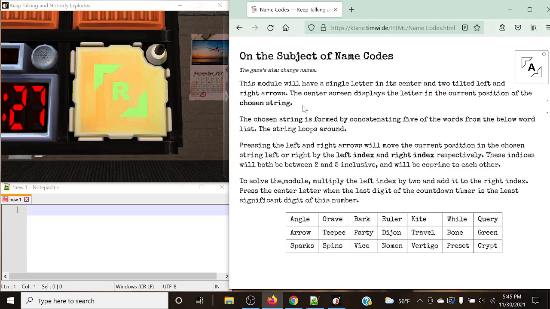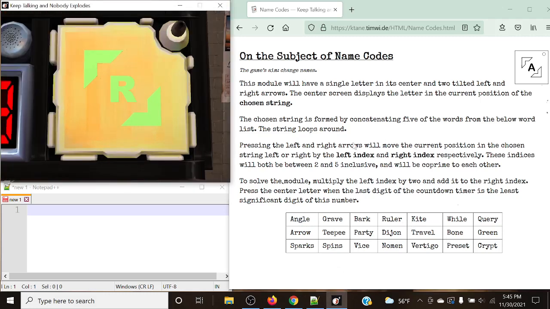There is going to be a chosen string with 5 different words from this word list here, such as angle, grave, bark, ruler, kite, while, query, so on and so forth. Each of them is going to be concatenated, no spaces present at all. What we need to do is figure out where we are in this string, and of course the string loops around. However, figuring this out won't be so simple, because the left and right index happen to not be simply moving by 1.